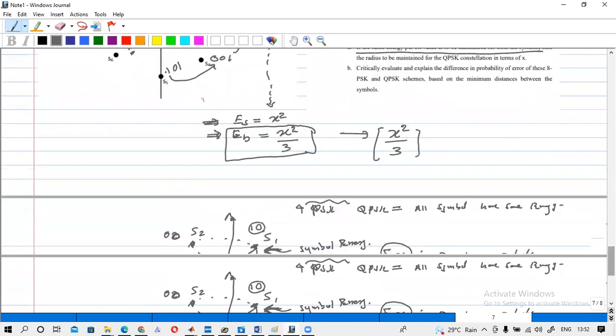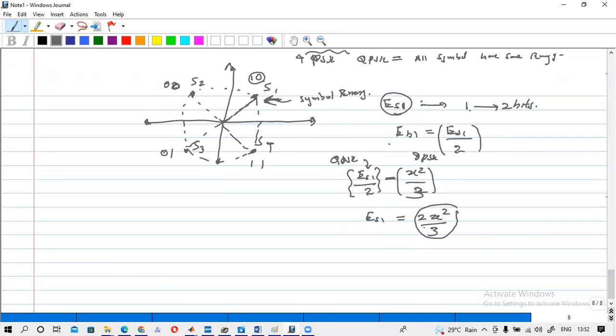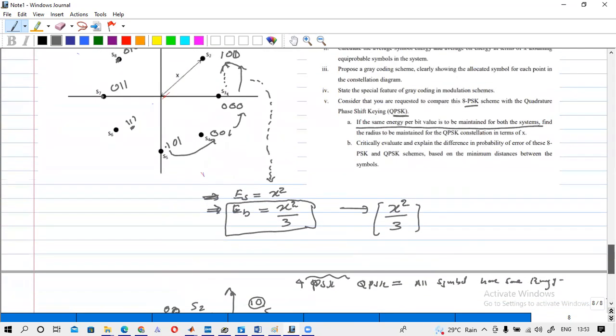I hope you get it. So that is the symbol energy, and of course you can find the bit energy also. If you divide the symbol energy by 2, you will get the same value, so it will be x square by 3. This is the QPSK symbol energy, and this is the QPSK bit energy. We have verified it.